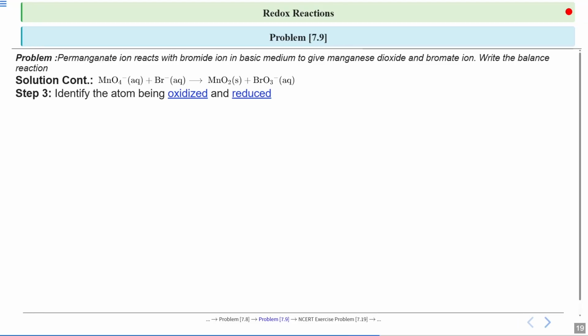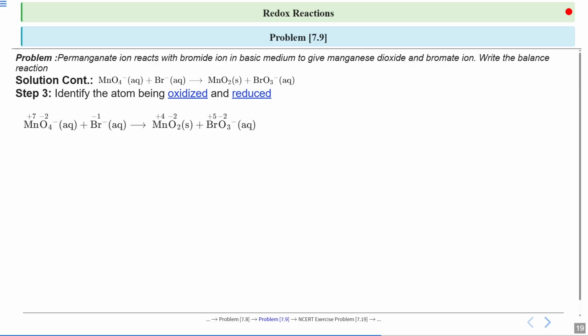after writing the skeletal equation and mentioning their oxidation numbers, we have to identify the atoms that are being oxidized and reduced. Keep in mind that all the steps are the same in the oxidation number method in both the acidic and basic medium, except the one in which we are equalizing the ionic charge. So step 1 is the same, step 2 is the same, and again step 3, in which we are identifying the oxidized and reduced atom. We look at the chemical reaction and find which one is changing, that means in which the oxidation number has increased or decreased.